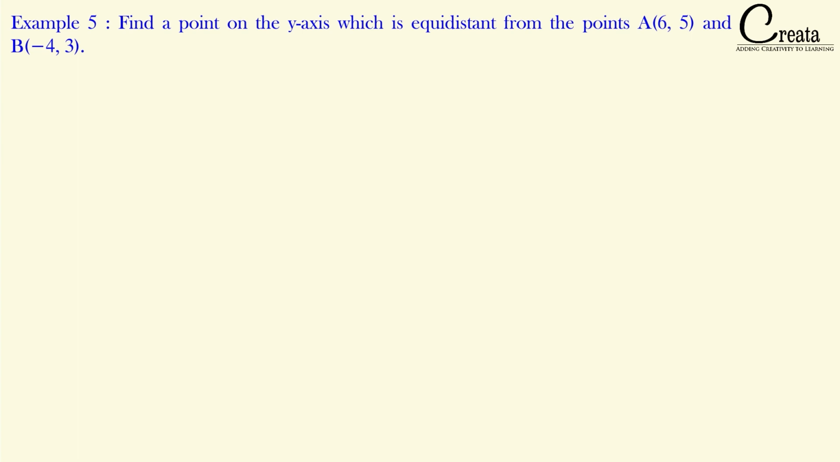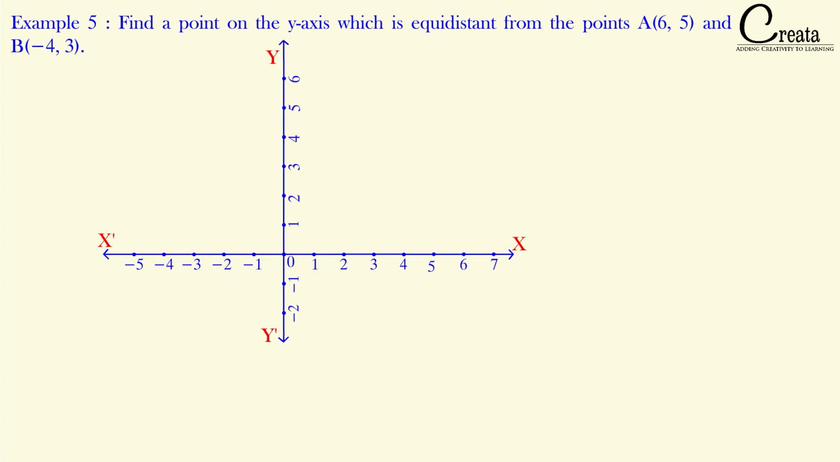Moving to the next question. Find a point on the y-axis which is equidistant from the points A (6, 5) and B (minus 4, 3). Let's observe the question. In this question, 2 points are given. Point A (6, 5) and point B (minus 4, 3). The point A is in the first quadrant. Why? Because both are positive. Point B is in the second quadrant because x is negative and y is positive. We got point A and point B.